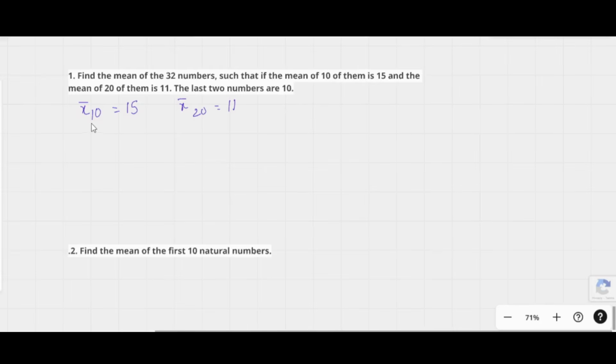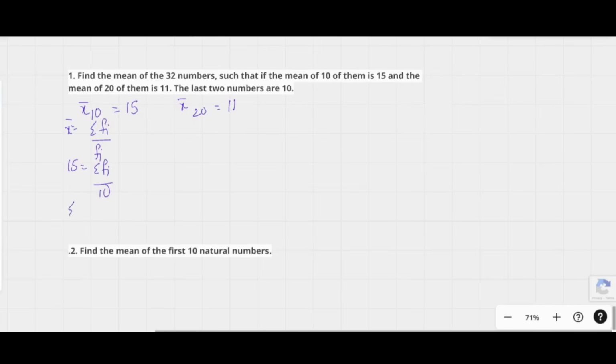So we know the mean formula: x bar is equal to the sum of the observations divided by the total number of observations. So we just have to substitute here. 15 is equal to sigma fi, we don't know, divided by the number of observations, and we know it is 10.